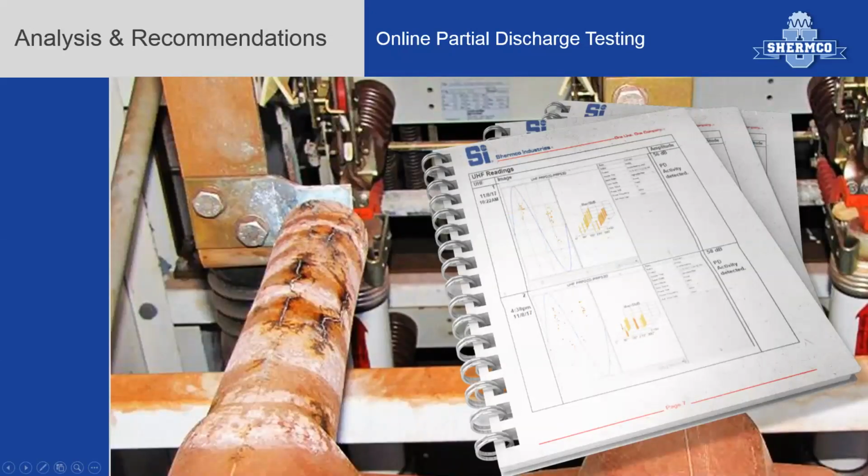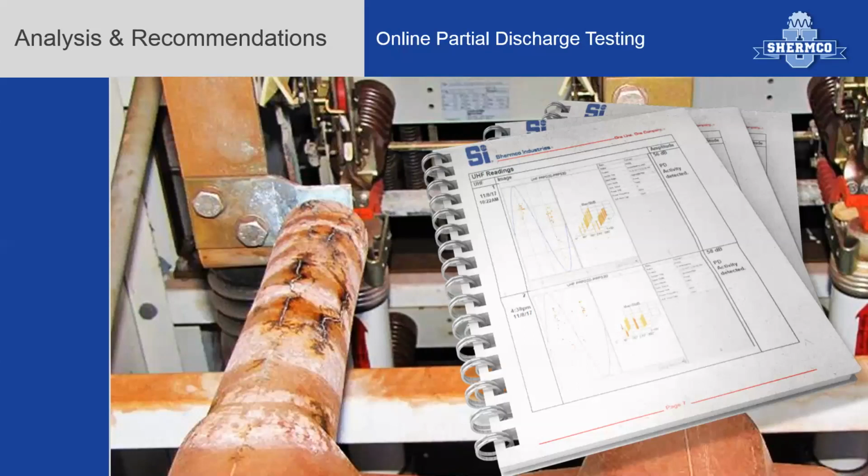Now let's go through analysis and recommendations. Many factors must be considered when assessing insulation quality, such as the age, visual appearance, the environmental conditions, partial discharge magnitude, and partial discharge rate of change, partial discharge signature, and comparison of this data to similar insulation installations. Collectively, these factors will help provide useful insight to the present condition of the insulation and its projected lifetime or projection to failures.